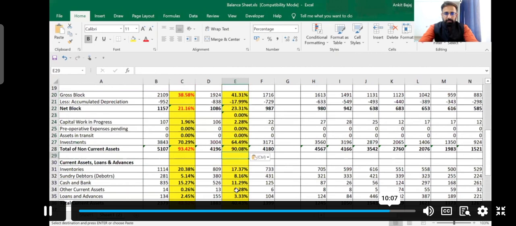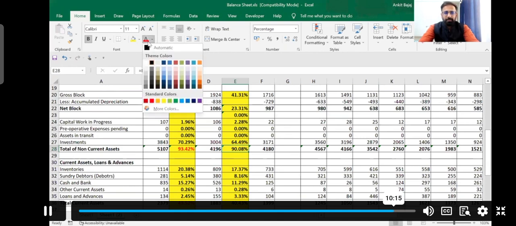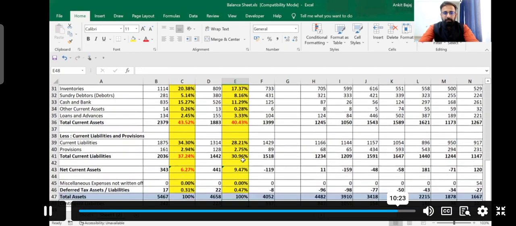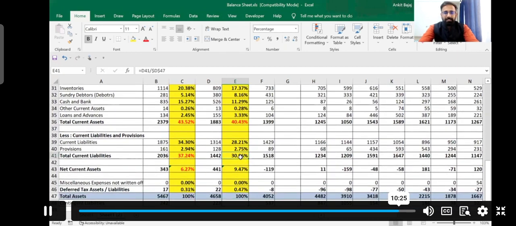Yeah, you can see here. How much has the company invested in its non-current assets? The company has invested 90.8% in non-current assets. It is similar to the previous year, right? And how much does the company require for current assets? The company requires 40.43 percent fund for current assets. But somehow the company is managing 30.96 percent of this current asset requirement from current liabilities, right? And here you see the requirement of working capital is 9.47%, right?